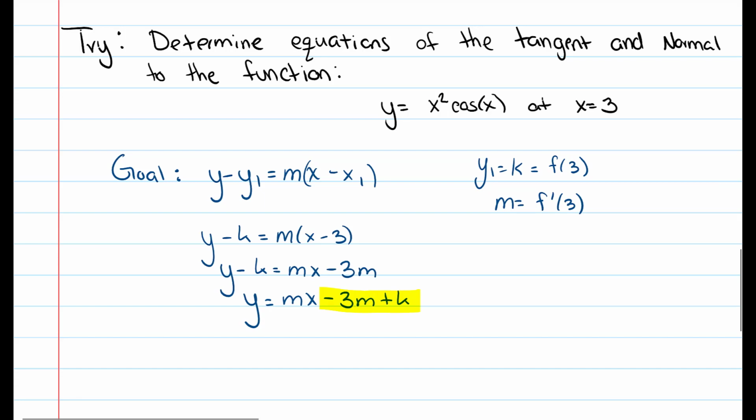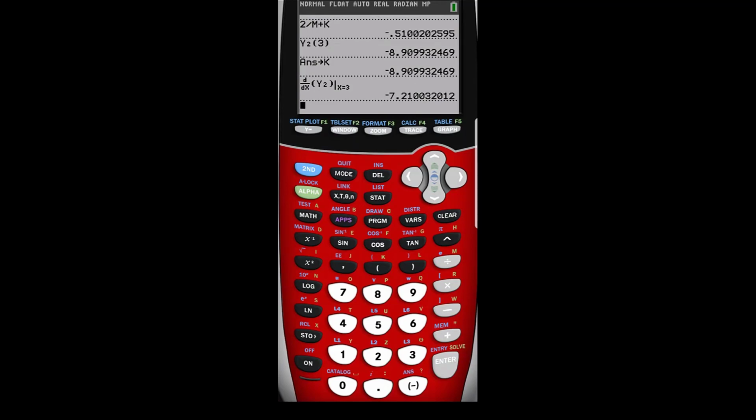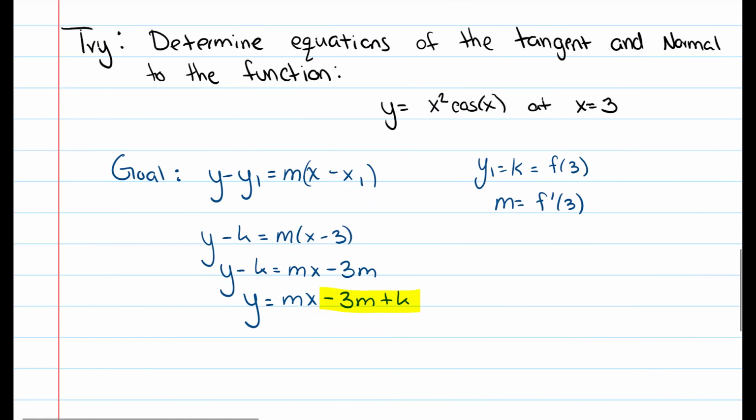This part I have to put into my calculator. So what I need to do now is store this as m, so I can override my previous slope. So I store this as m. And then now I need to multiply the negative 3. So negative 3m plus k. And I get 12.72. So I have y is equal to m, which is negative 0.721, x plus 12.72. And this is my tangent.